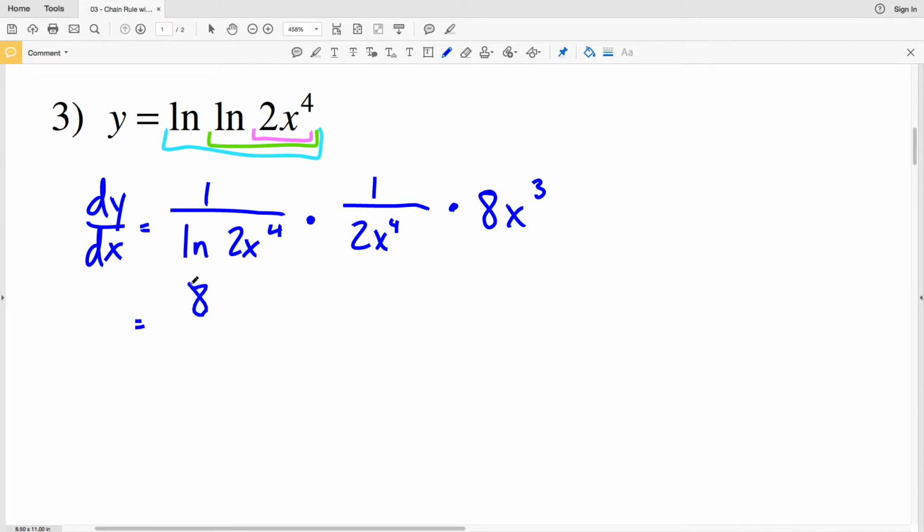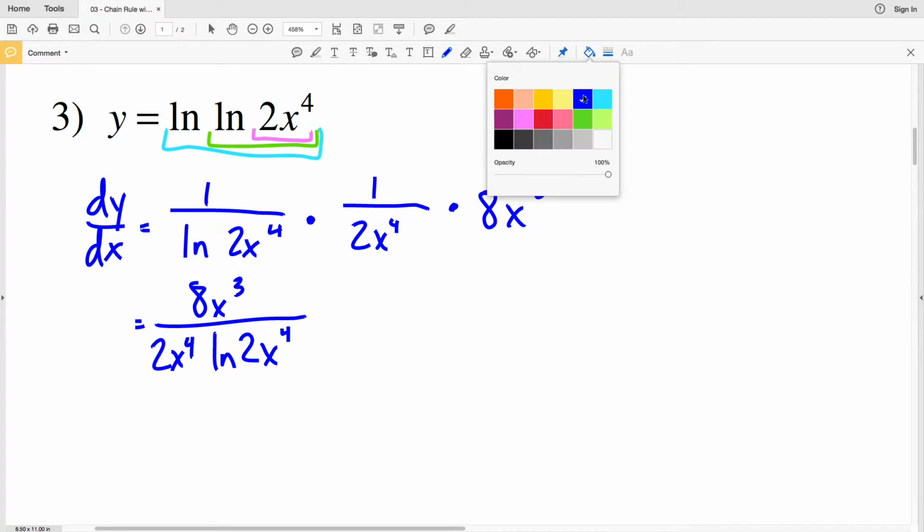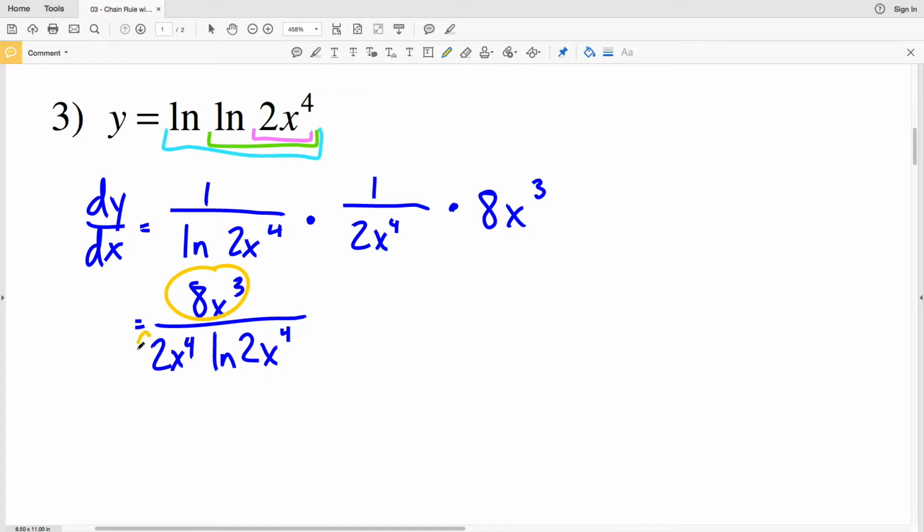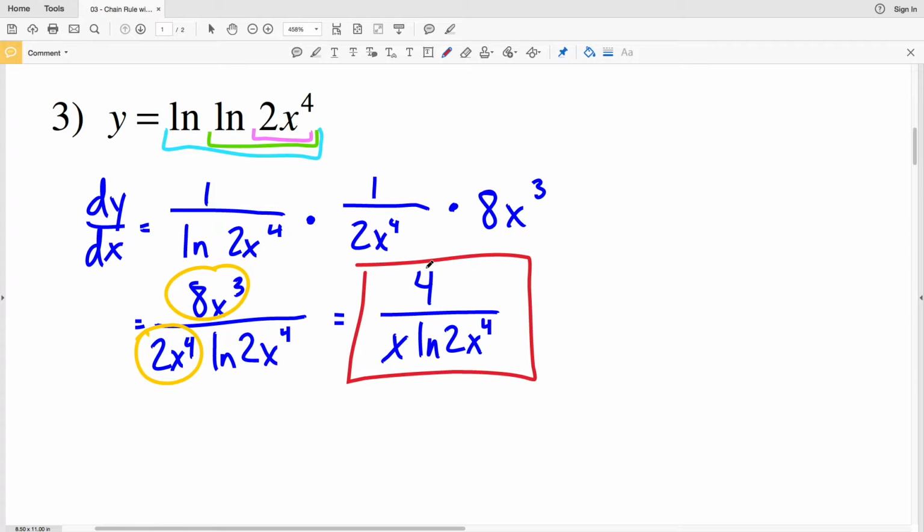Now simplifying, I'll write this as 8x cubed all over 2x to the fourth times the ln of 2x to the fourth. So you can see that I have common terms in my numerator and my denominator. 8x to the third and 2x to the fourth can be simplified. 8 divided by 2 is a positive 4, so I'll have 4 in my numerator, and then x cubed over x to the fourth will leave me with an x in my denominator, because x to the 3 minus 4 is x to the negative 1, or 1 over x. So I'll have 4 all over x times the ln of 2x to the fourth. And that's my solution in number 3.